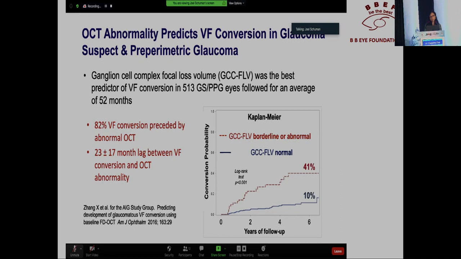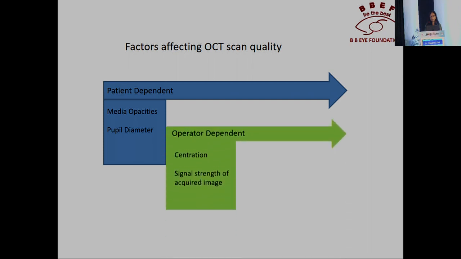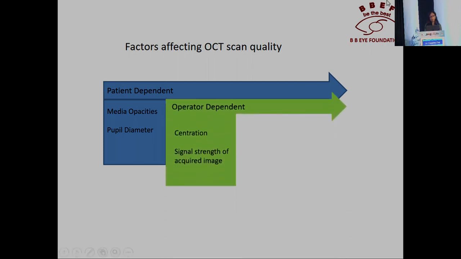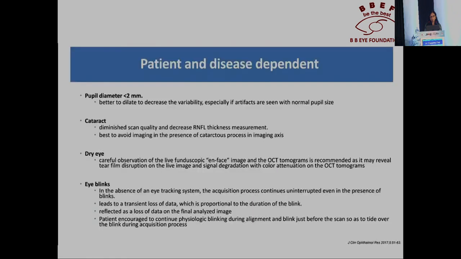So on that note, by one of the founders of OCT, we move on to what we need to actually be careful about when we are using the OCT. So, the factors affecting OCT scan quality. Patient dependent, we have the media opacities and pupillary diameter. Operator dependent, centration, signal strength of acquired image. Device dependent, acquisition speed, database related, and clinical paradigm of OCT scans. Coming to patient and disease dependent, pupillary diameter less than 2 millimeters does not really give you a good picture. Cataract can diminish the fineness of the OCT image.